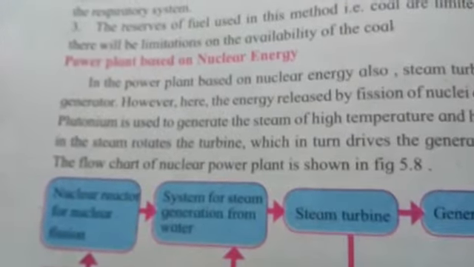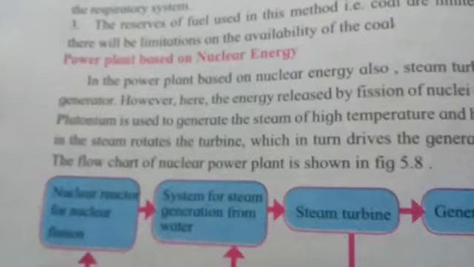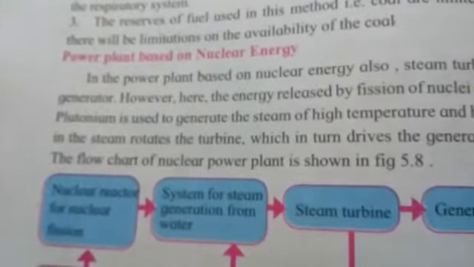Today I'll be teaching you about the power plant based on nuclear energy. Hope you know what is the meaning of nuclear energy. Nuclear energy is the energy which is obtained from the nucleus of an atom. Atom is the smallest indivisible particle of an element, and the nucleus consists of two particles, that is protons and neutrons. So the energy which is released by the fission, meaning splitting of the nucleus of atoms like uranium and plutonium.